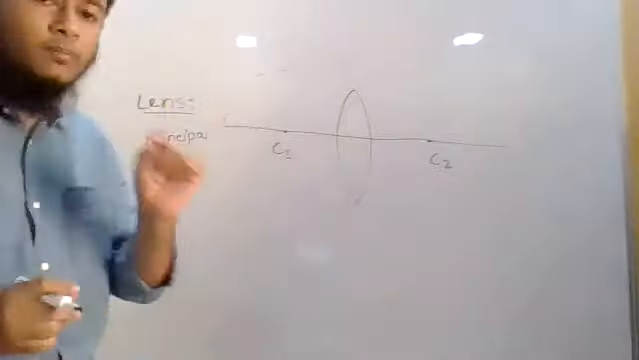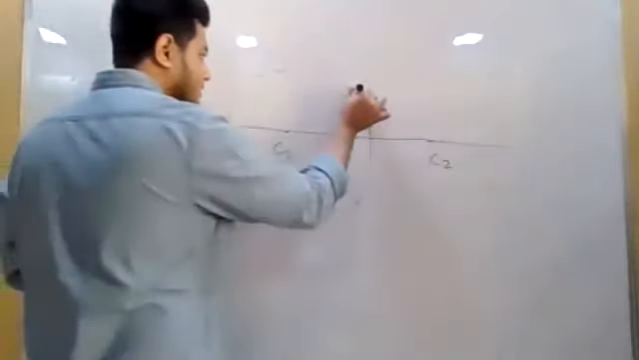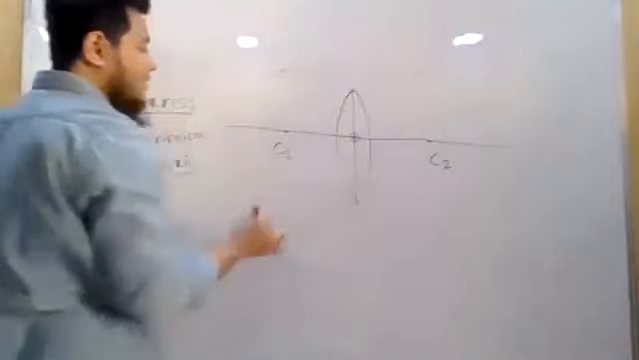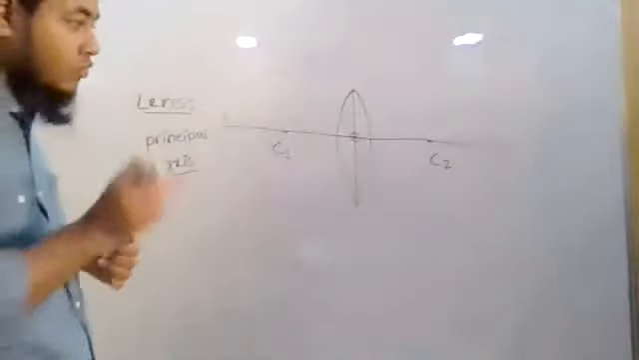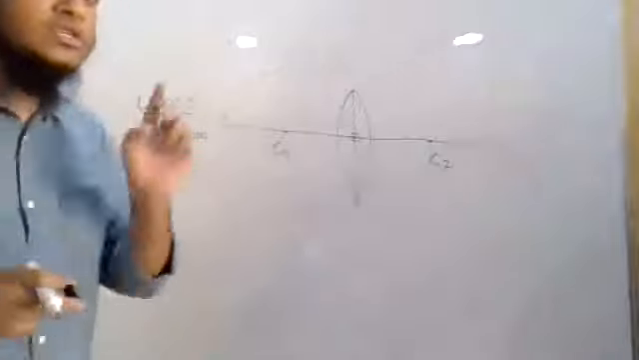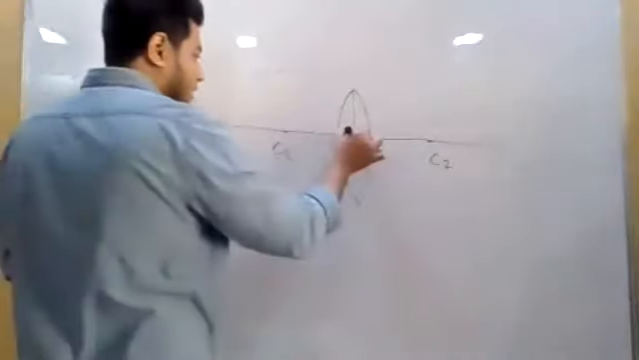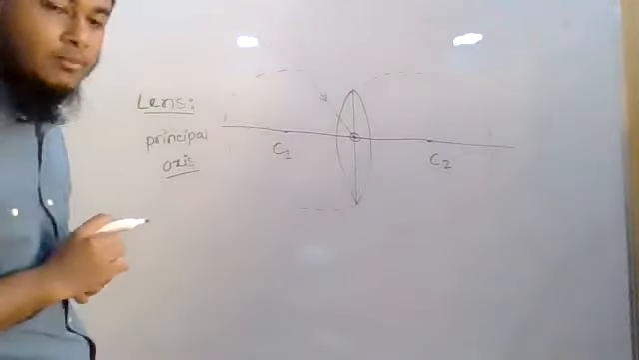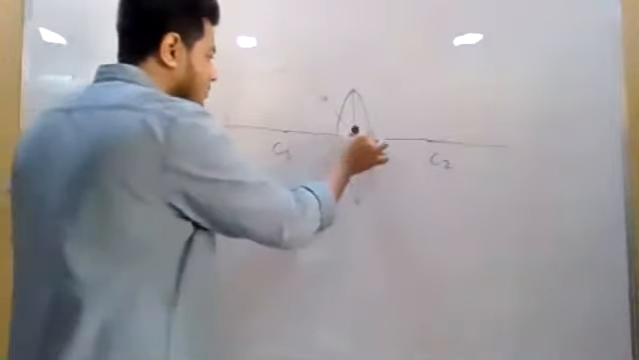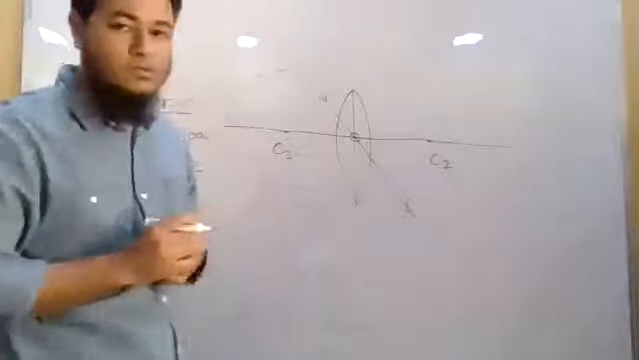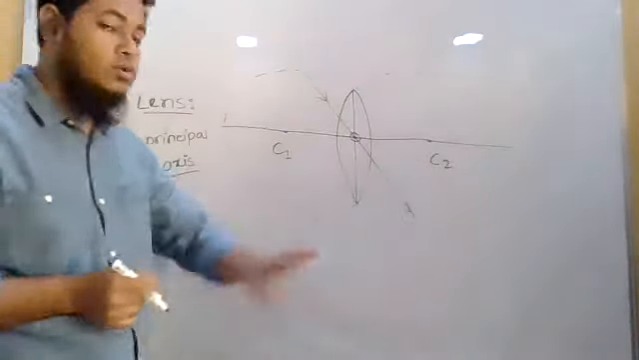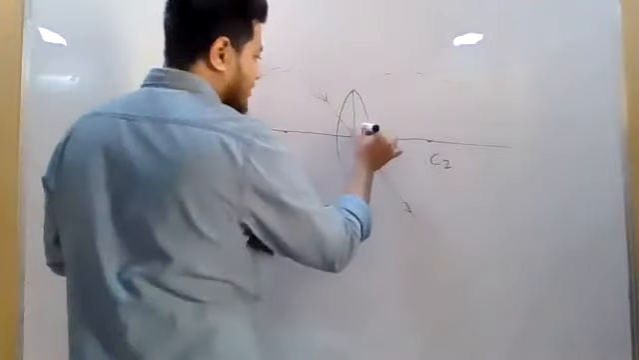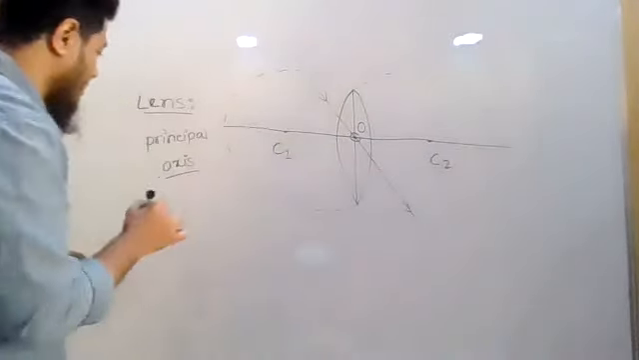Then we have the optical center. Which one is the optical center? In the middle of the lens, there is a certain point through which if the light ray passes, it will not change its direction. That means what will happen? If a light ray is incident along the optical center, then what will happen? It will not change its direction, it will go straight. Okay, so no change of direction. Understood? That point is called the optical center. It is represented by O.